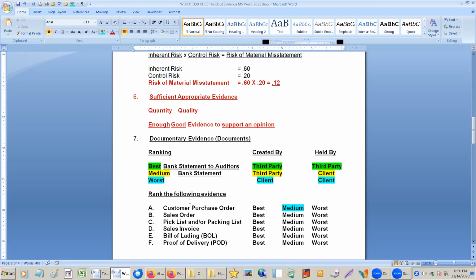The client makes out a sales order. So they take the customer's purchase order and they make their sales order. So if this is IBM, IBM makes the sales order. What kind of evidence is IBM's sales order? A client sent them a purchase order. From the purchase order, they made their sales order. Is IBM's sales order the best, medium, or worst evidence?